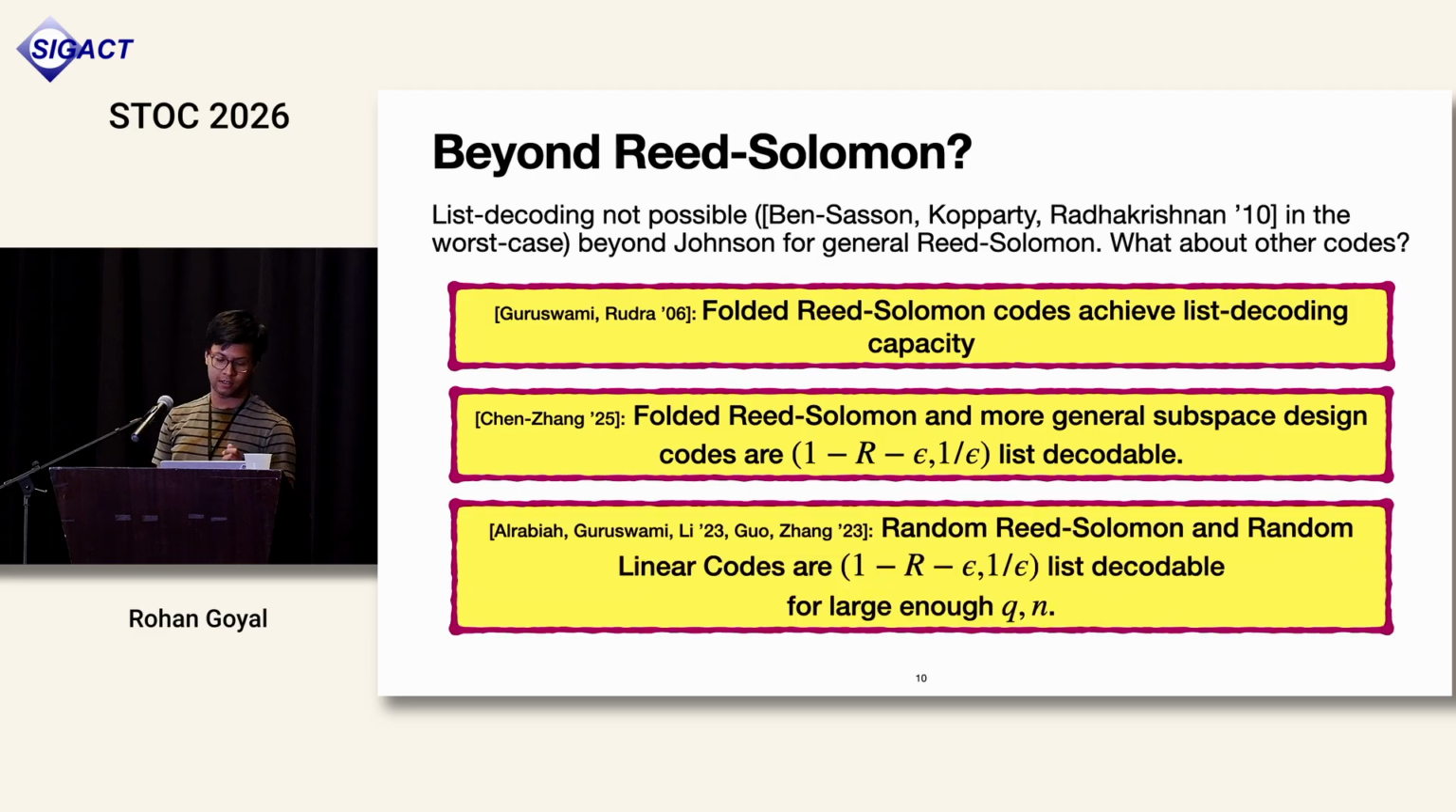And in another work, Alrabiah, Guruswami, Li, and Gordon Zhang also showed that random Reed-Solomon and random linear codes, and okay, there's a missing citation, Brakensiek, Gopi, and Makam should also be mentioned here, but these codes, up to 1 minus R, also have optimal list decoding. So now the question is, what if you use these codes instead, where we do know list decoding? Can you get optimal proximity gaps?